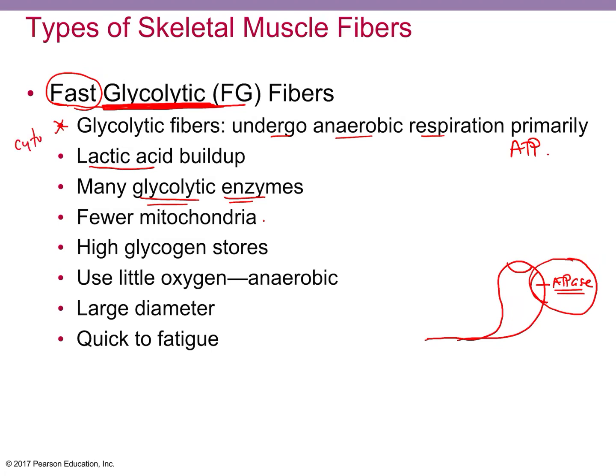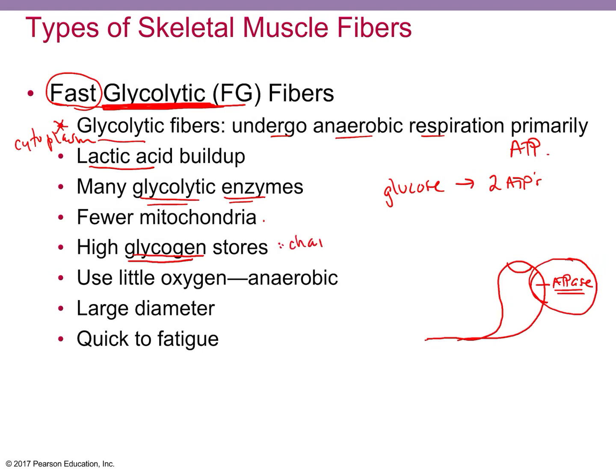Remember that glycolysis occurs in the cytoplasm of the muscle fiber. Because we're generating ATP with glycolysis, and glycolysis is a very inefficient way to make ATP. One glucose molecule will only give you 2 ATPs, right? If you do cellular respiration, you make 32 ATPs. So you're going to use a lot more glucose, because if one glucose only gives you 2 ATPs, then you have to burn a lot more glucose to get the same amount of ATP. So you're going to have a lot of glycogen stores in these muscle fibers.